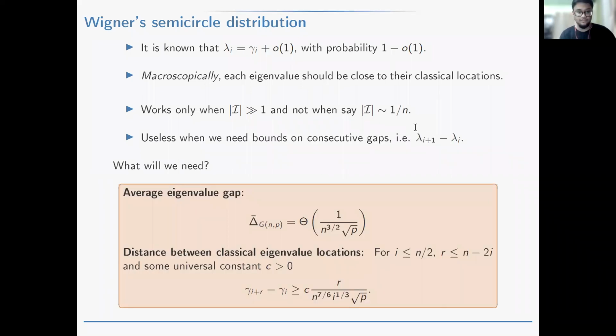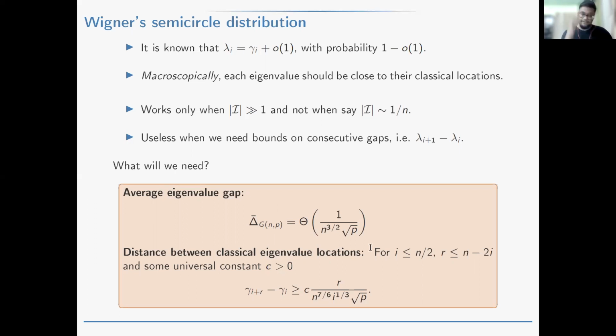Well, we'd need it for two things. The first thing that the semicircle law can tell you is what the average eigenvalue gap is. You know that the radius of the semicircle is something like 1 over square root of np, as we saw in the previous slide, and there are order n eigenvalues lying within the semicircle. So you do 1 over n times 1 over square root of np, which is essentially the average eigenvalue gap.